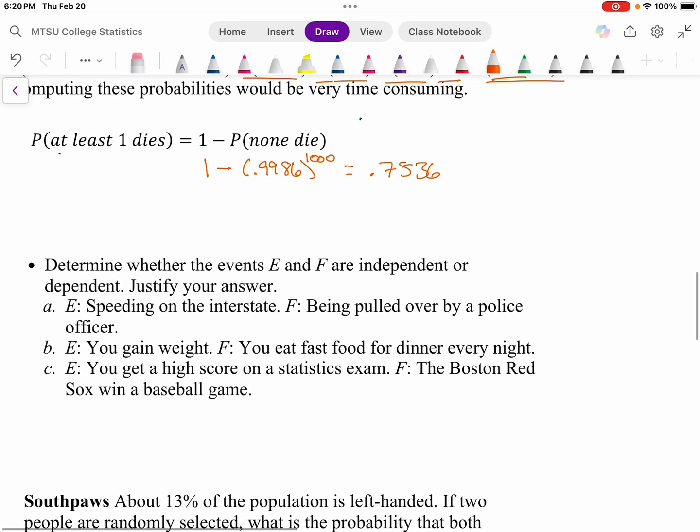Determine whether the following events are independent or dependent. Again, justify your answers. Event E is speeding on the interstate. Event F is being pulled over by police. Well, if you're speeding on the interstate, then you're probably going to get pulled over by the police. So I would say those are dependent.